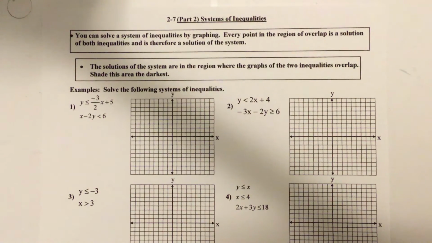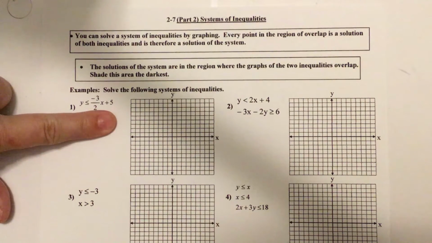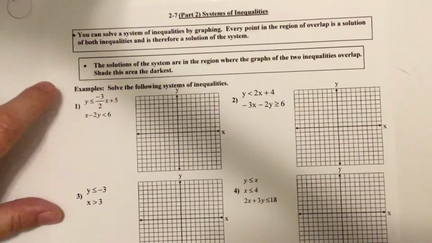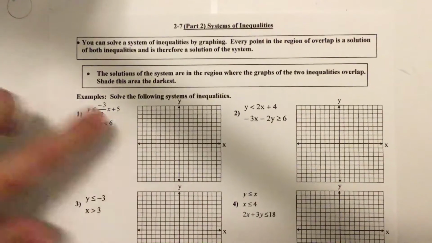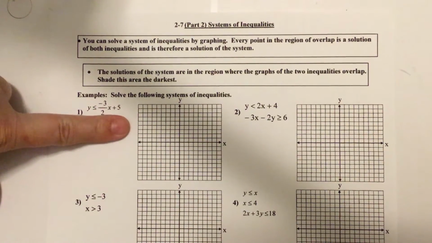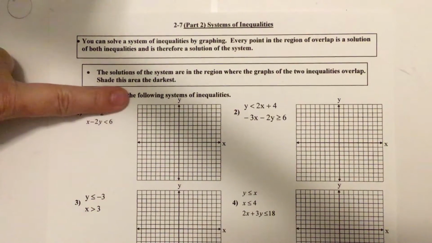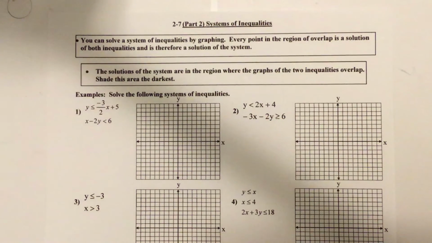So the other day we graphed one inequality, solid or dashed line, shaded above or shaded below. Today we have 2 that we're going to do, or maybe 3 that we're going to do. So we're going to graph one and shade it. We're going to graph the other one and shade it. And then wherever the shadings overlap, we'll shade that the darkest because that's where all the answers are.